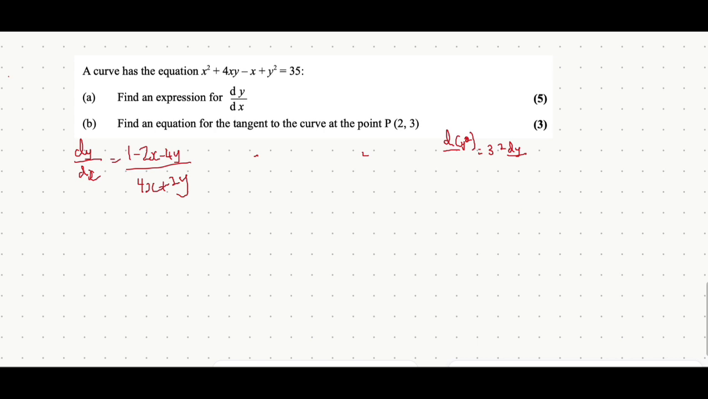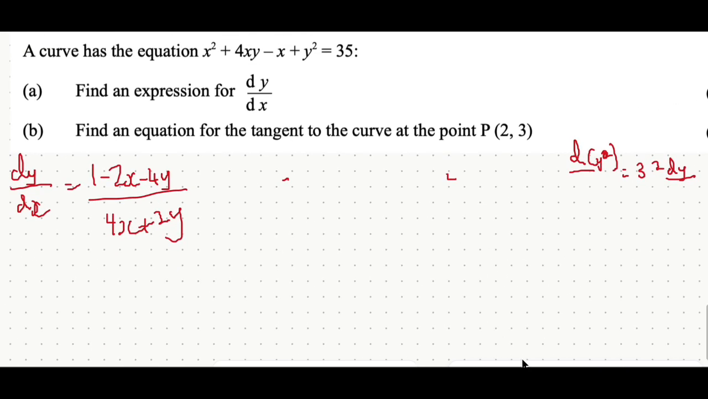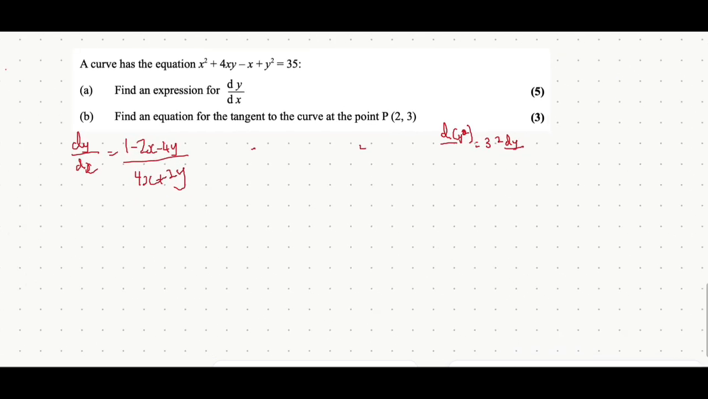So, moving on to part B, it says find the equation of the tangent at the point P. So what is the tangent to a curve? I'm just going to remind you guys, if we have a random curve here, and we want the tangent at this point, a tangent is a straight line that matches the gradient of the curve at that point.